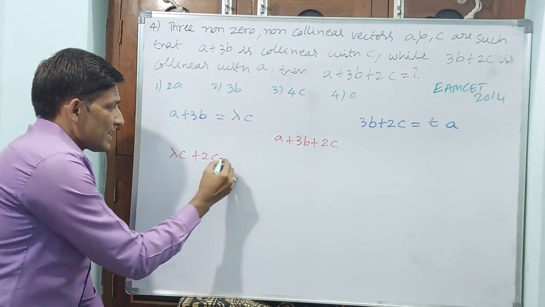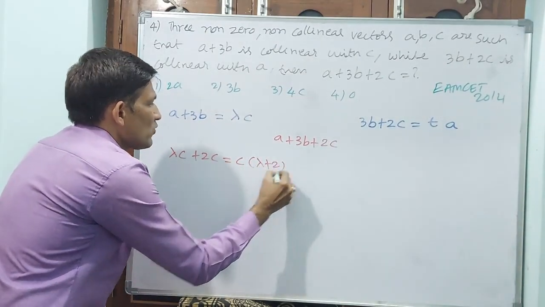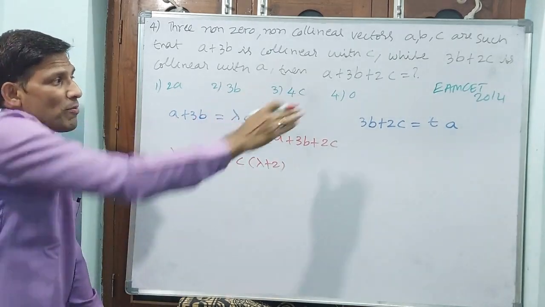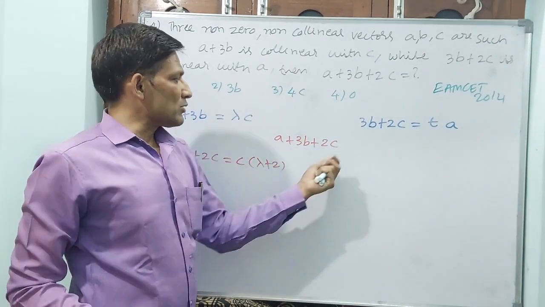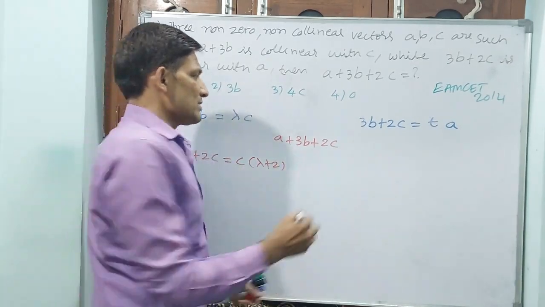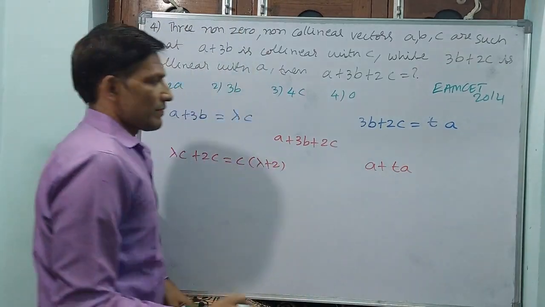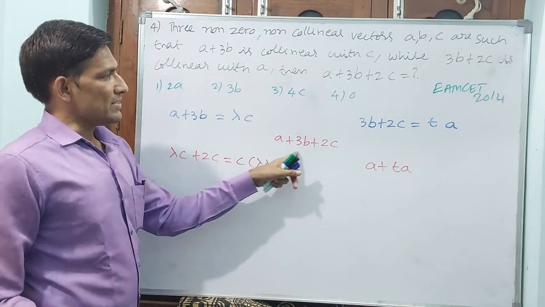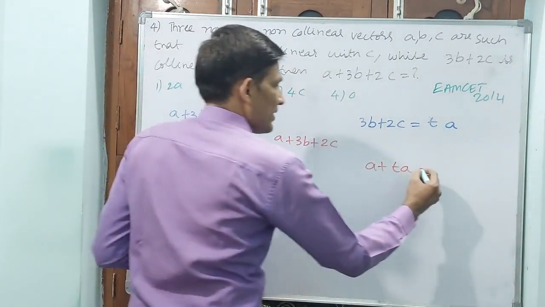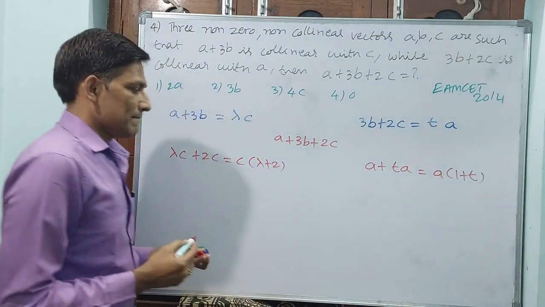If this is the case, then you take C common. If you take it common, lambda plus 2 will be there. Go to the other side. Here also 3B plus 2C is there, so A plus 3B plus 2C means A plus TA. That means I can take A common, and 1 plus T is going to become.